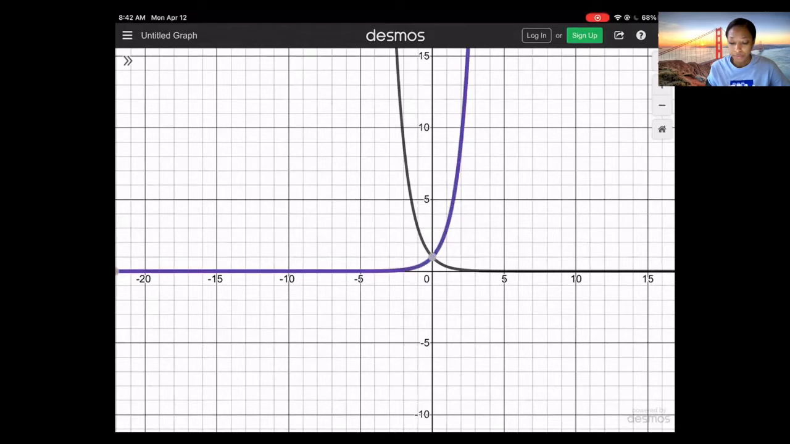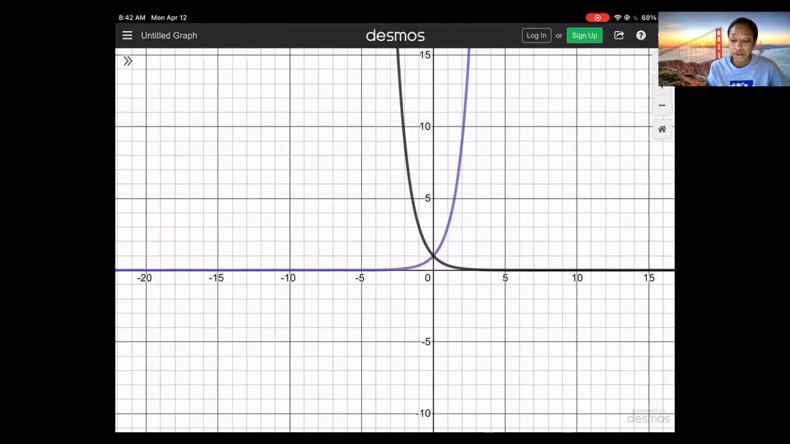However, for 3 to the x, you start off with very, very small numbers close to 0 and then get bigger. For 1/3 to the x, as x gets bigger, the graph gets closer and closer to 0. So the asymptote's on the other side, but still the same asymptote.